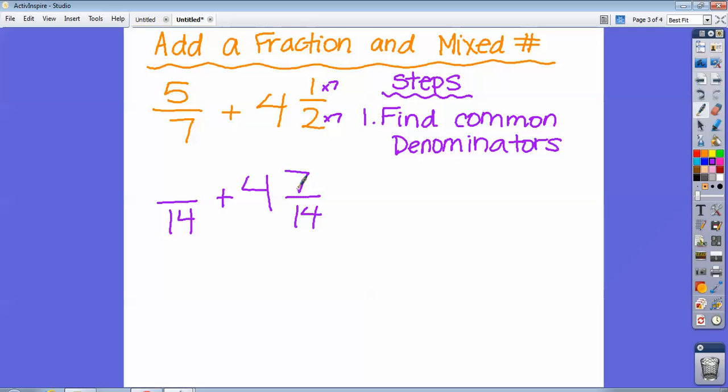Now, what did we do to this 7 to get 14? Kyle? Times 2. Yep, and whatever I do to the bottom, everyone? Do it to the top. Okay. All right, so I now have common denominators. I've completed step 1. What do I need to do next to solve this problem? Cameron? Add the numerators. Okay, so step 2 is add the numerators.